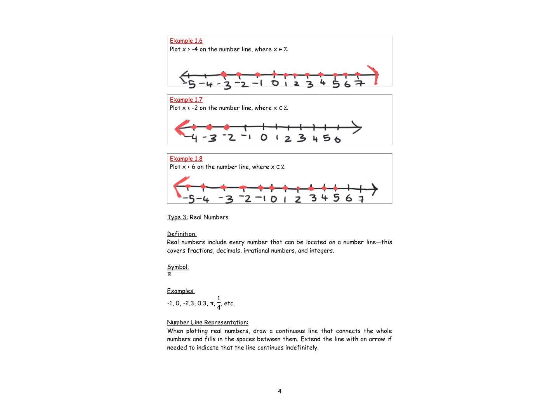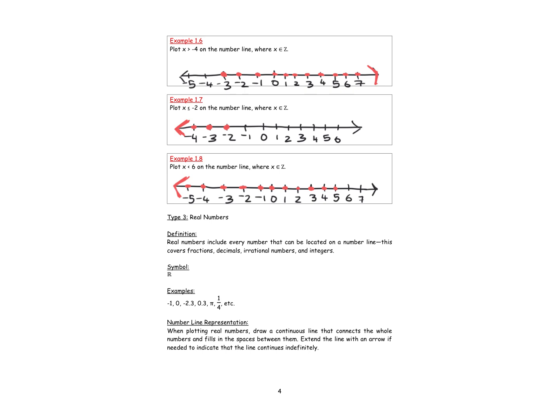The next type of number we need to know is real numbers. Now, real numbers include every number that can be located on the number line. This covers fractions, decimals, irrational numbers, and integers. The symbol is R, and it is literally any number you can think of. So -1, 0, -2.3, 0.3, pi, a quarter, epsilon, any of those numbers would all be real numbers. So literally any number is a real number. When plotting real numbers, draw a continuous line that connects the whole numbers and fills in the spaces between them. Extend the line with an arrow if needed to indicate that the line continues indefinitely.